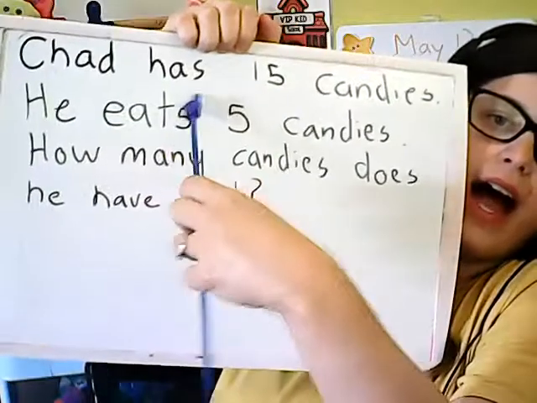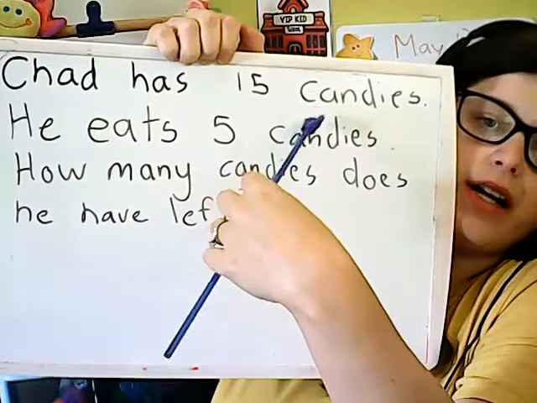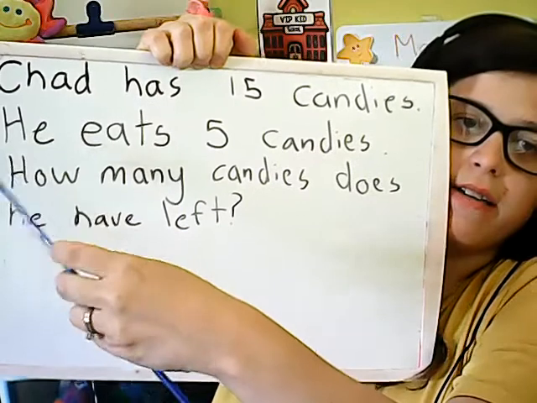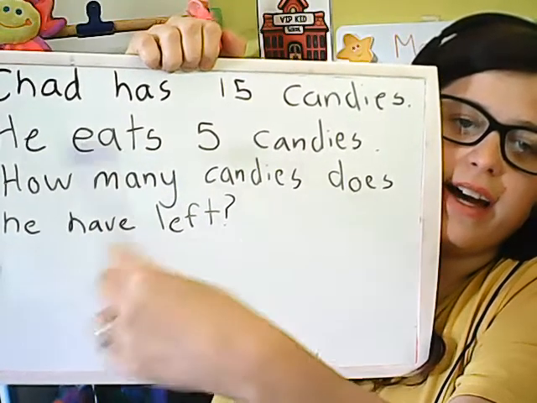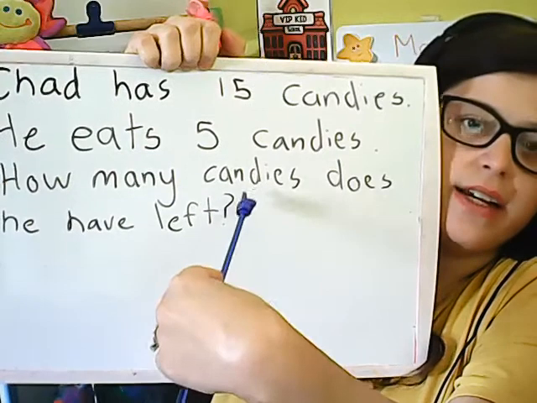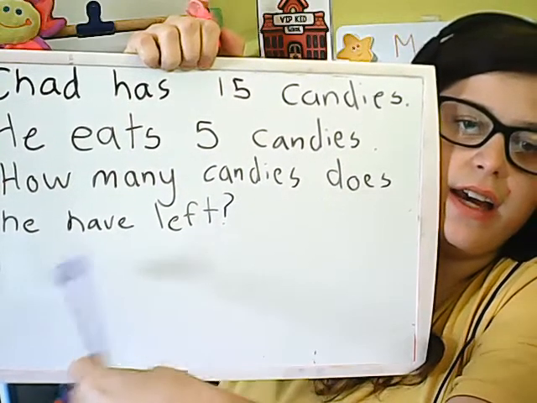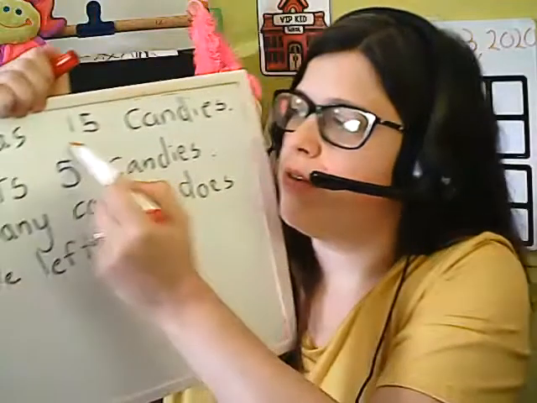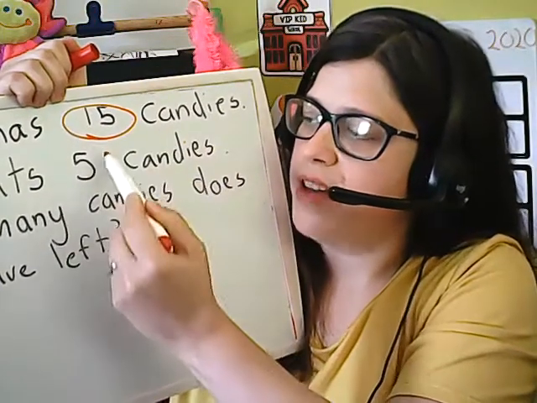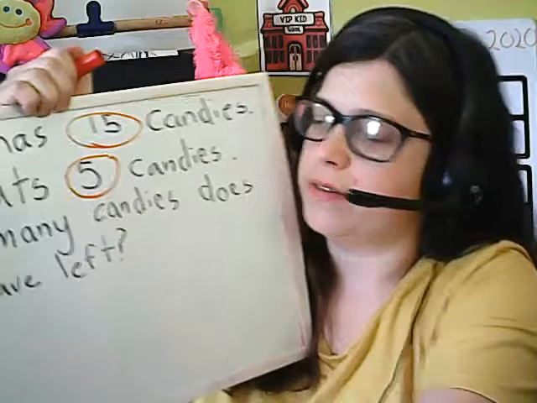Chad has 15 candies. He eats 5 candies. How many candies does he have left? So it looks like we are working with two numbers in this problem. We are working with 15 and 5.